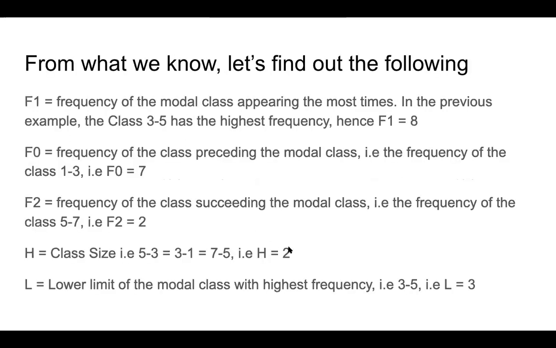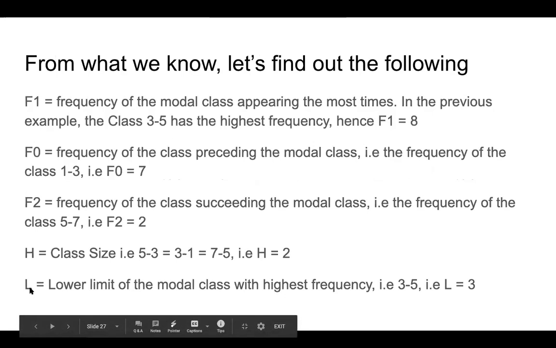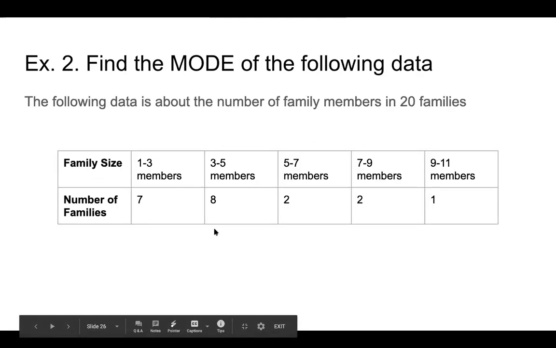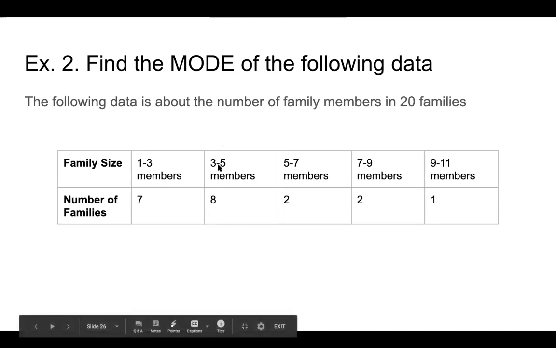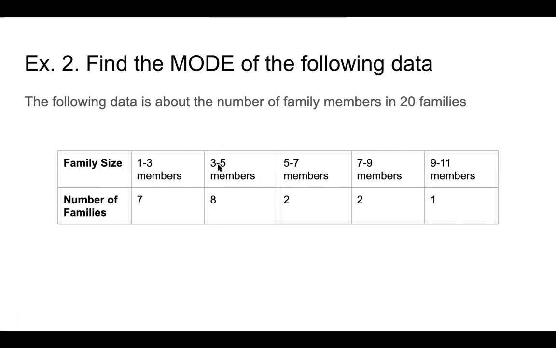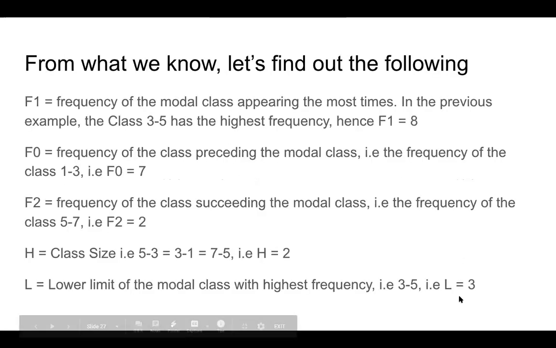Okay, now what is the lower limit? What is the L? L will be the lower limit of the class with the highest frequency. Which is the class with the highest frequency? It is F1. F1 is 8. Okay, that is the class with the highest frequency. What is the class lower limit? So 3 to 5, what is the lower limit? The lower limit is 3. Okay, so L is 3.